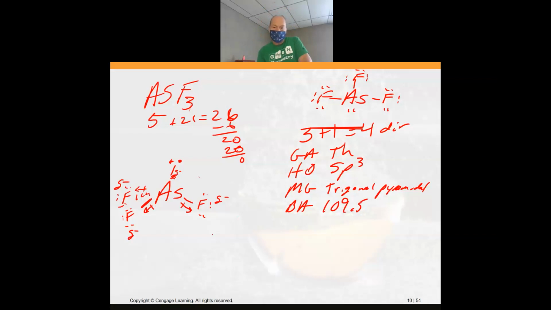All right, so your center of delta minus is just below the AS. The center of delta plus is right on your AS. And so you do have a separation for your dipole. And so your mu is not equal to 0. You have a polar molecule.